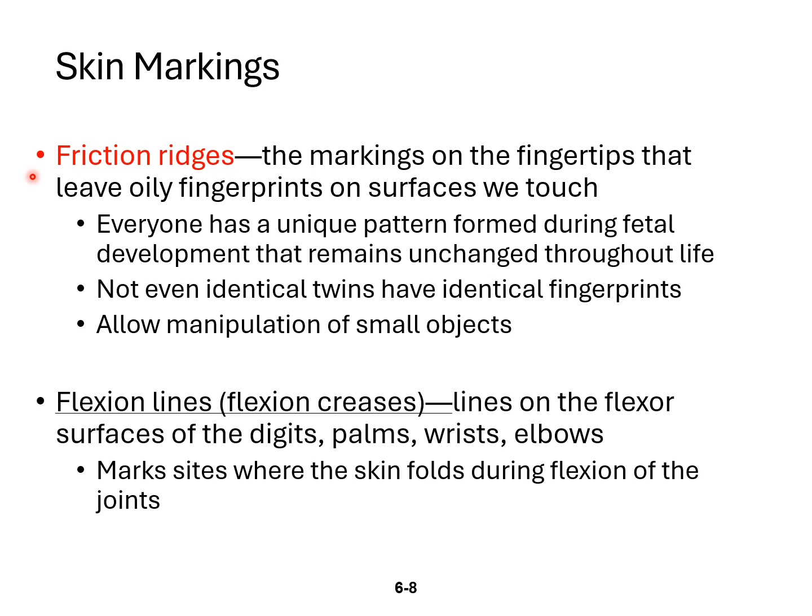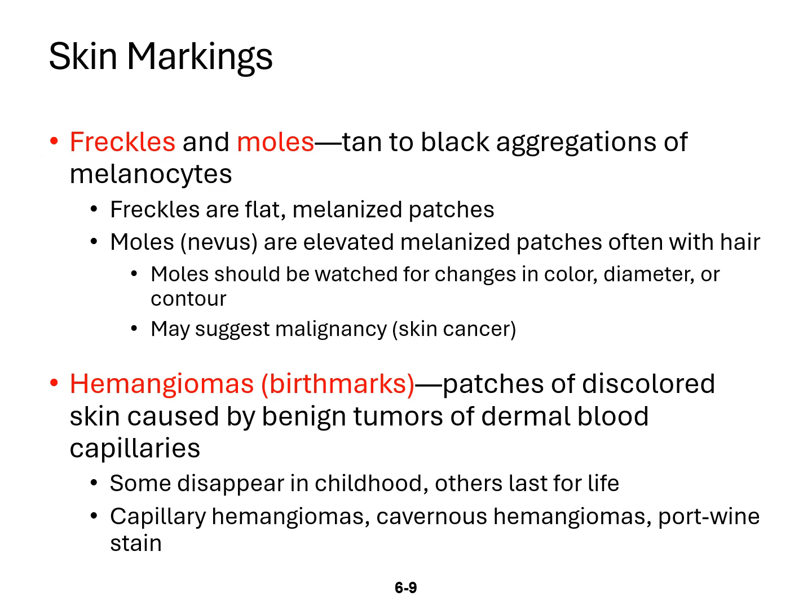Markings, friction ridges, we talked about them when we did fingerprints in the last lecture. And this is going to be a unique pattern during fetal development that remains unchanged throughout your life. So even identical twins don't have identical fingerprints. And then these lines where you flex and you bend your digits, wrists and arms, they're going to have little lines that marks the sites where the skin folds.